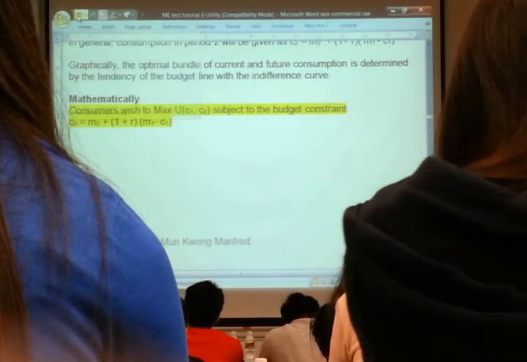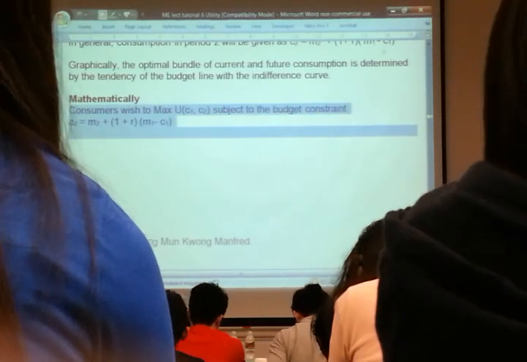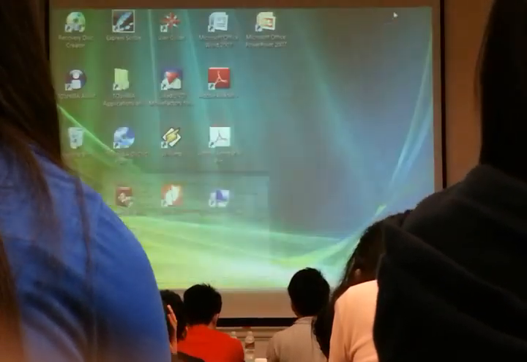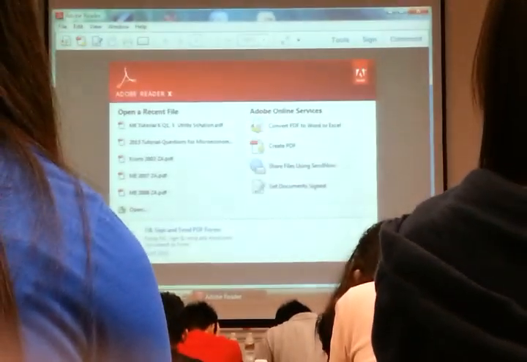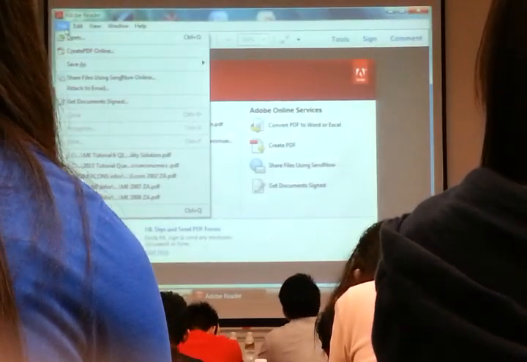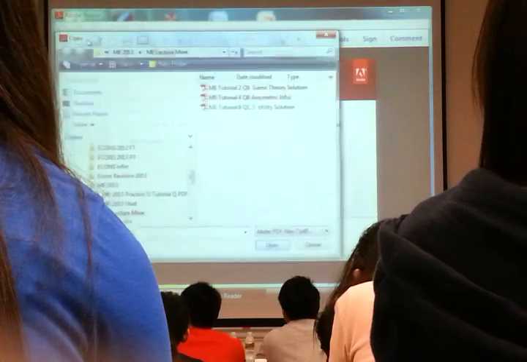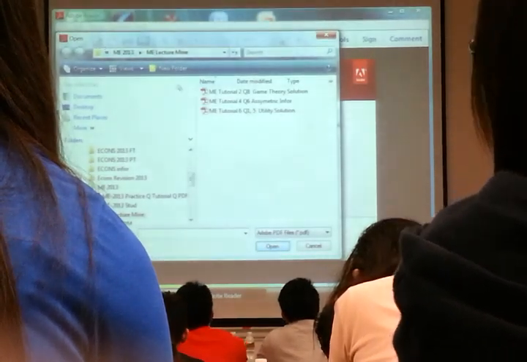So how to find C1 and C2? I think the fastest way is still to very roughly look at the answer.